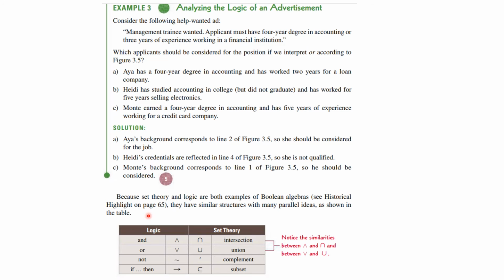And here we note that because set theory and logic are both examples of Boolean algebra, they have similar structures, and these correspond. And corresponds to intersection, or corresponds to union, not corresponds to complement, and if then corresponds to is a subset of. We did not study this in the class, so you're not going to be tested on set theory in this class.